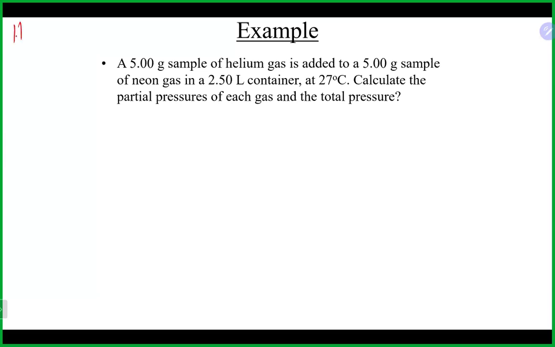Helium is 4.003, I believe. And what was the other one? Neon, I think 20.18, I hope. All right, so take a few moments. We're looking for three answers here: two partial pressures, and what the total pressure will be at the end.